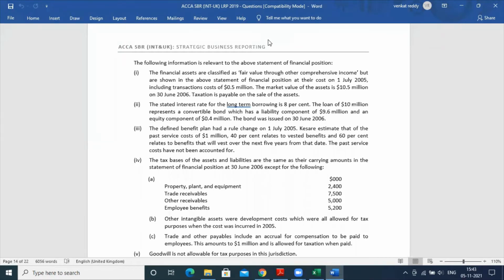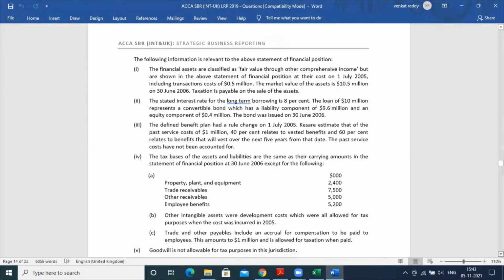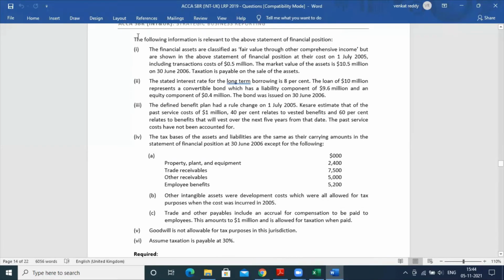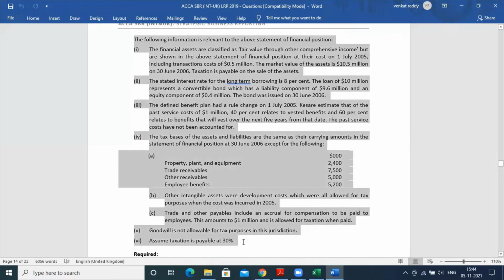And the next adjustment, trade and other payables includes an accrual for compensation to be paid to employees, and this amounts to 1 million and is allowed for taxation when paid. So trade and other payables includes an amount of accrual that is 1 million. So as per the tax authorities, it should be allowed when it is paid. And the next adjustment is goodwill is not allowed for tax purpose in this jurisdiction, and we should assume the tax rate is 30%. So before we go with the discussion of this question, once go through the adjustment.